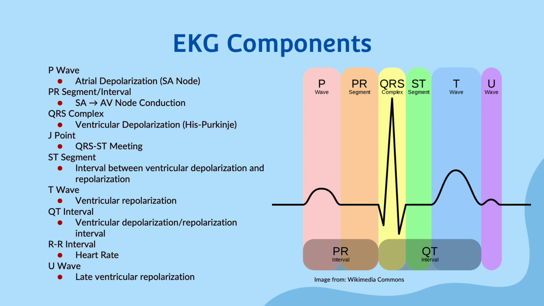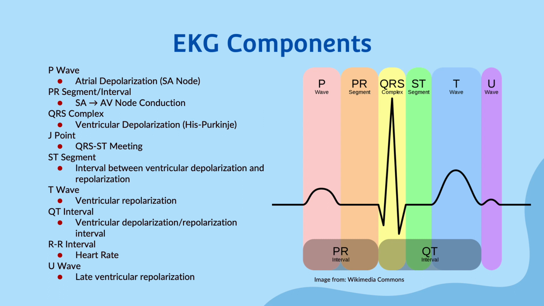Now, let's move on and discuss the various components of an EKG. The EKG is a non-invasive procedure that measures electrical activity within the heart. Electrodes are placed on the skin and connected to an EKG machine, which records the electrical impulses as they travel through the heart. The P wave represents the electrical activity of the atria, specifically the depolarization of the atria. It is typically the first wave seen on an EKG.